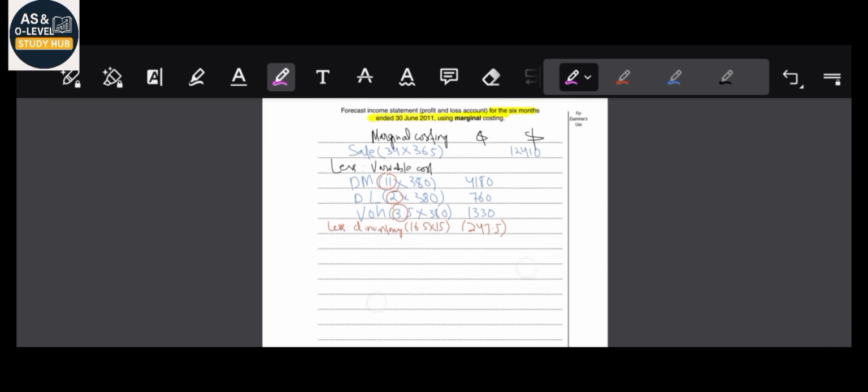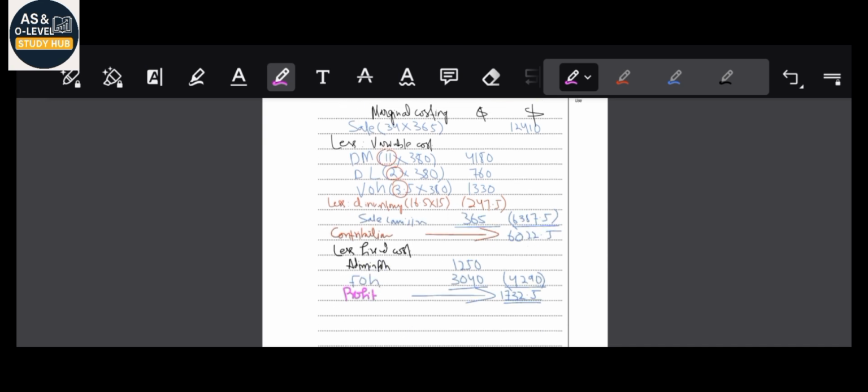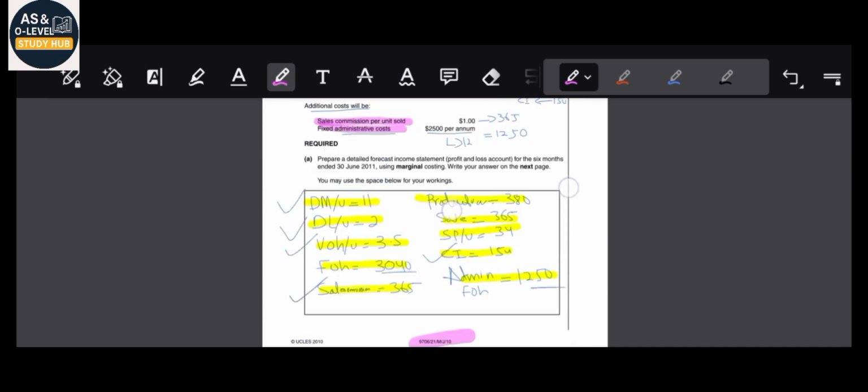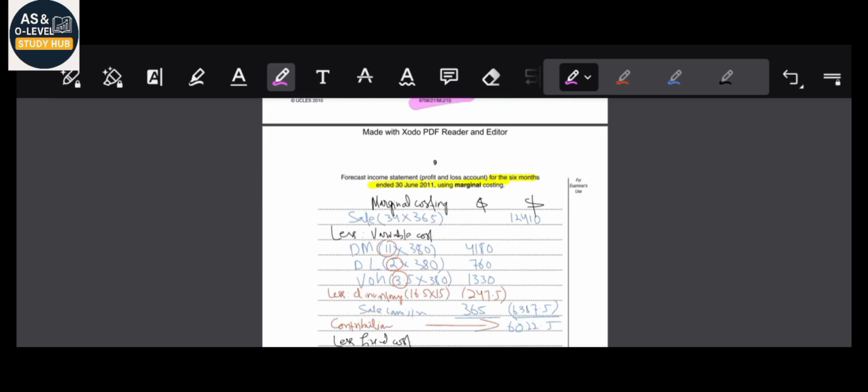So that is it for today. We have done part A, that is marginal costing, and in the next video we will do part B, that is absorption costing and reconciliation of the same question.